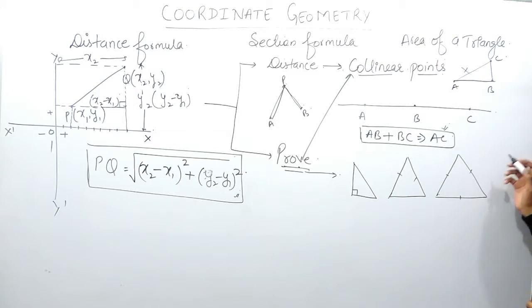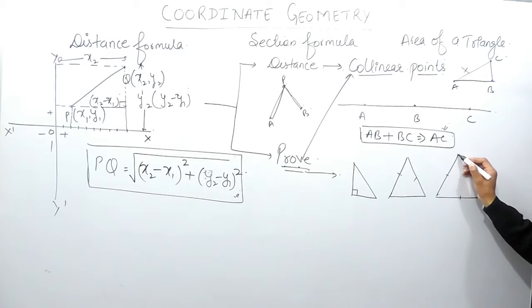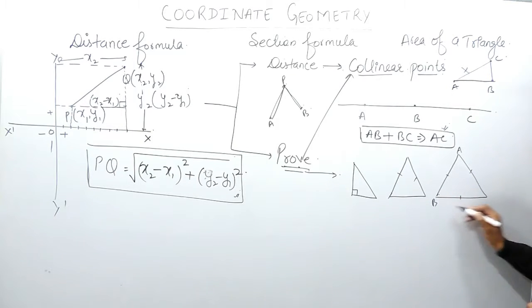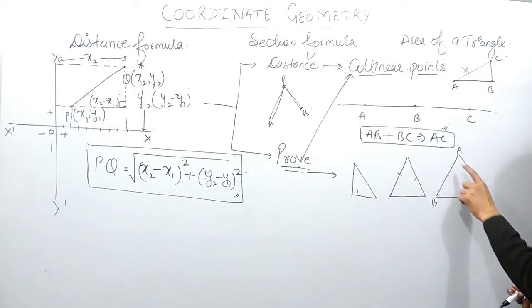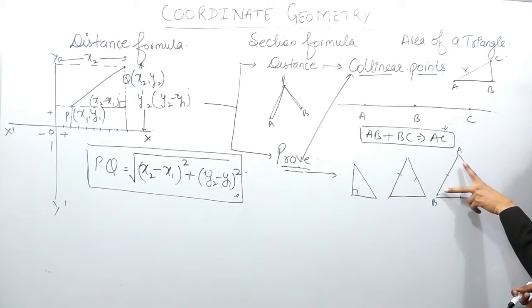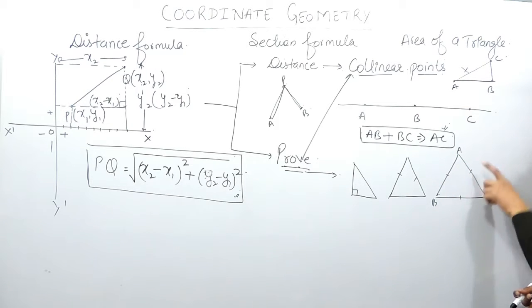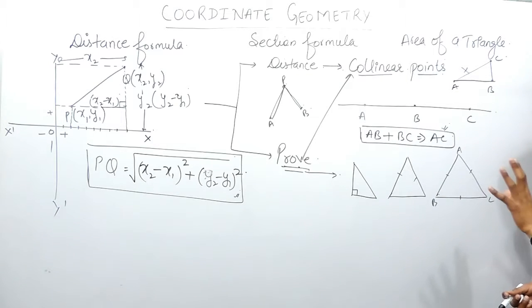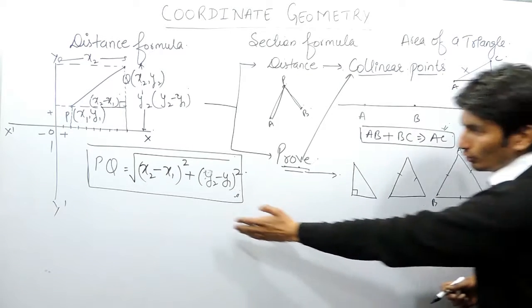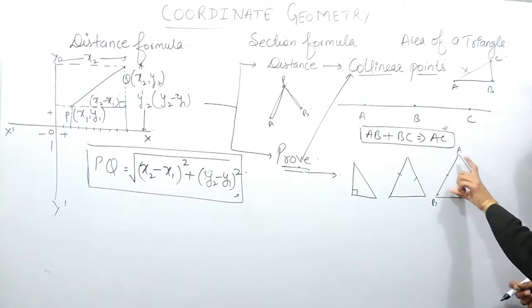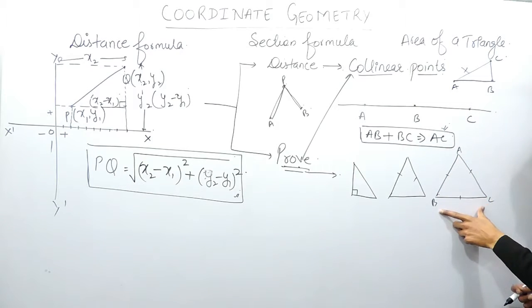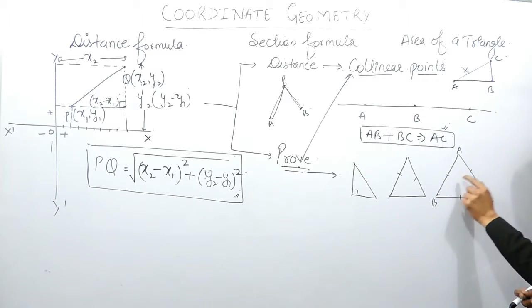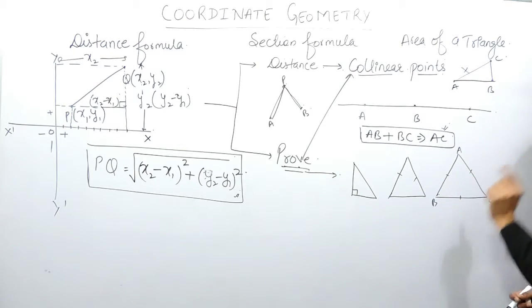So first of all, if you want to prove that A, B, C are the 3 vertices of an equilateral triangle, that means all 3 sides of this equilateral triangle must be equal. So you must use this distance formula to find the distances AB, BC and AC, and if all 3 sides are equal, then that triangle will be an equilateral triangle.